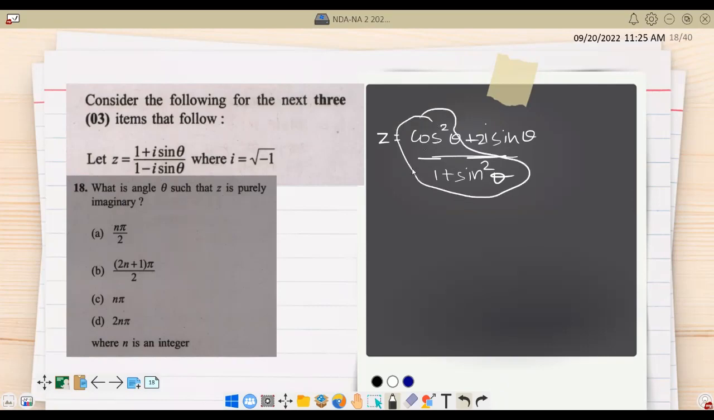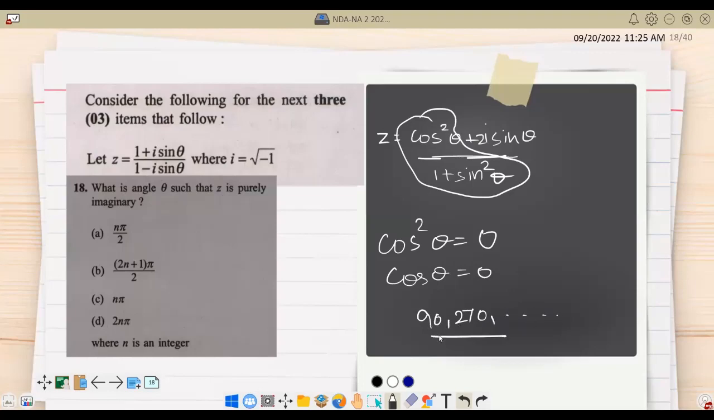So obviously making the numerator 0, you'll get cos square theta equal to 0, which means that cos theta equal to 0. So what are the values? Cos theta will be equal to 0. You get 90, you get 270, right? So it goes on like this. So the general term for this is (2n plus 1) pi by 2. So this is your answer. Right, so option B is our answer.